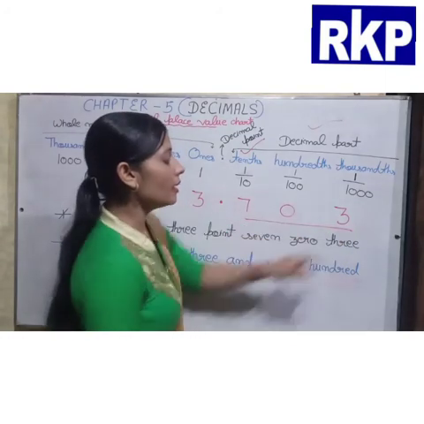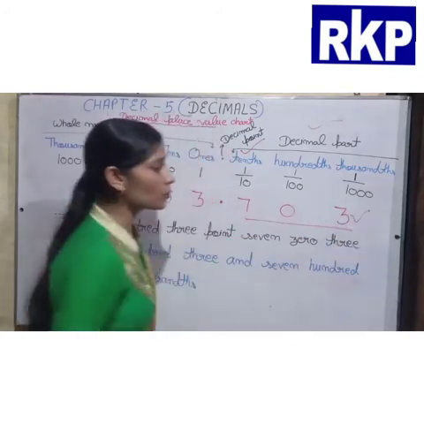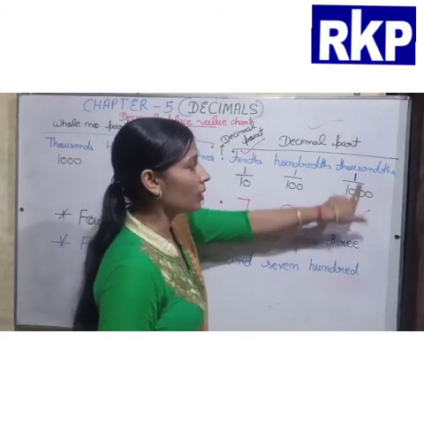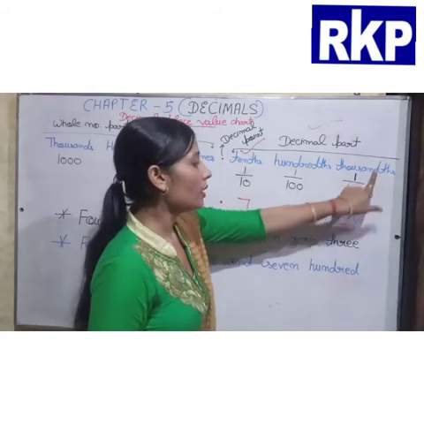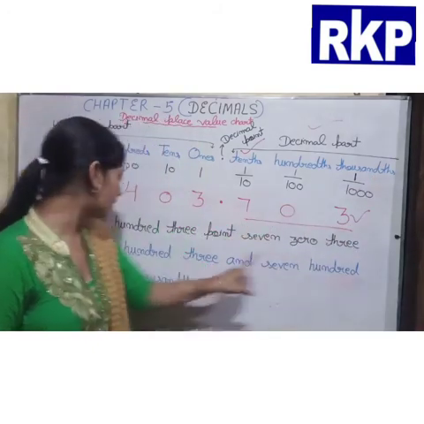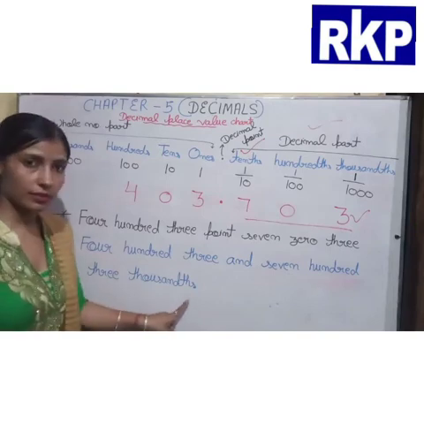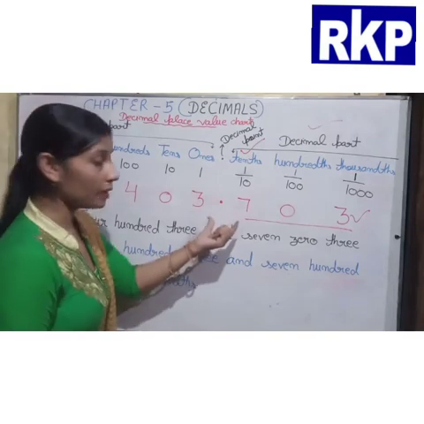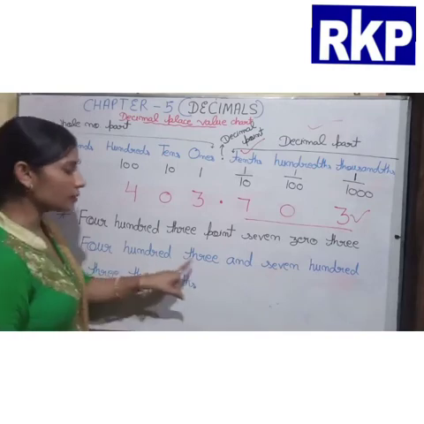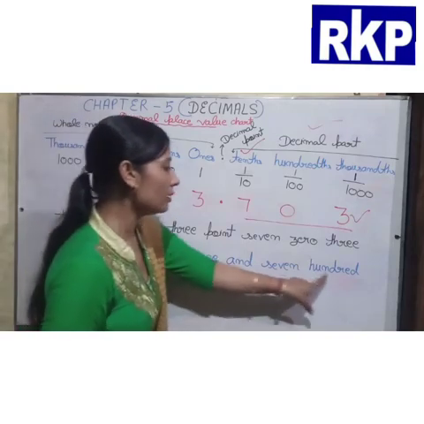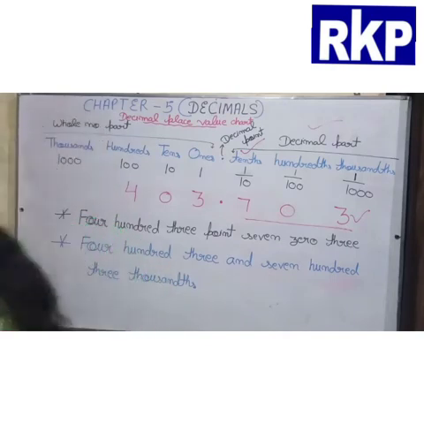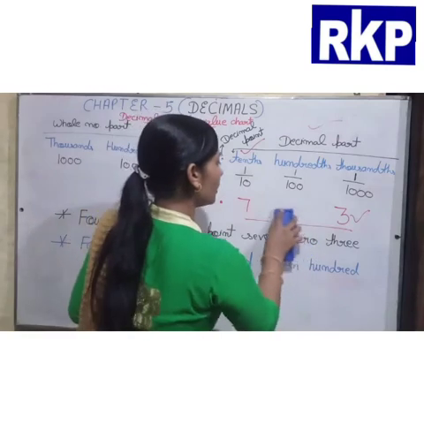Now see, what is the place of our last digit? Means what is the place value of it? What is the place value of 3? Thousands. Okay. So we have to write after "and" 703 thousands. Okay. Again, I am repeating this. Only second method. 403 and 703 thousands.